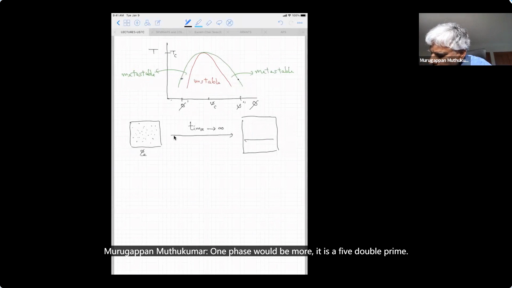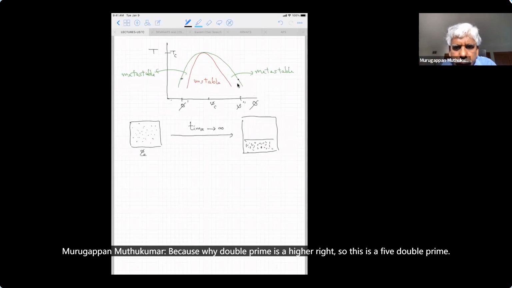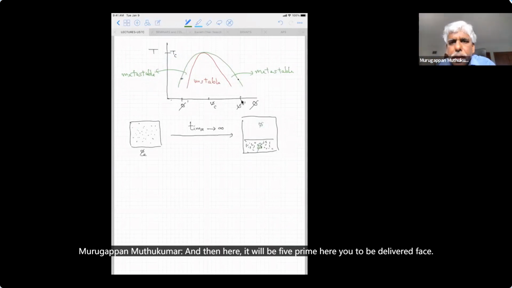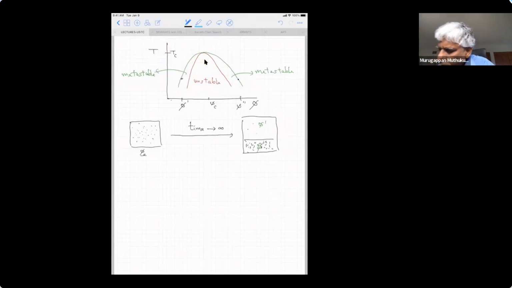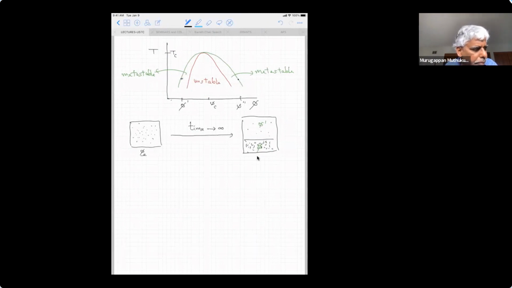One phase would be more, this is a phi double prime, because the phi double prime is higher, right? So this is a phi double prime. And then here it will be phi prime. Here it would be dilute phase. Like that. So this is the final state. So I have an average concentration here, and eventually I'll have two phases. One has a concentration of phi prime, other one has a concentration of phi double prime.